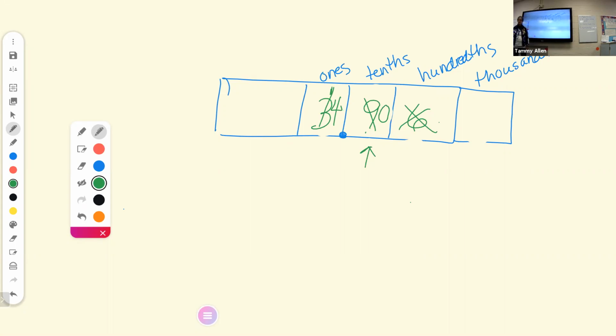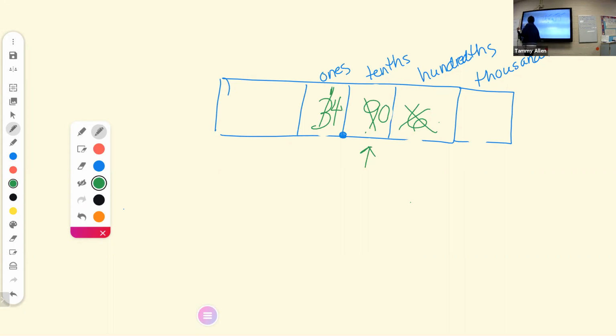Anything else on that? Okay. Are we clear on the fact that we don't leave our digits hanging out here? Are we clear on the fact that whatever place value we're rounding to, we must have a digit there? Any questions on this?